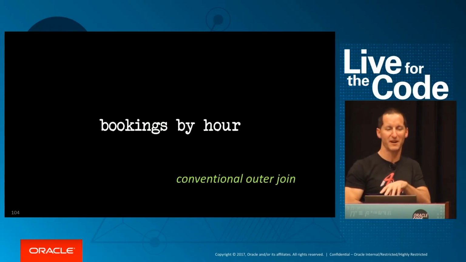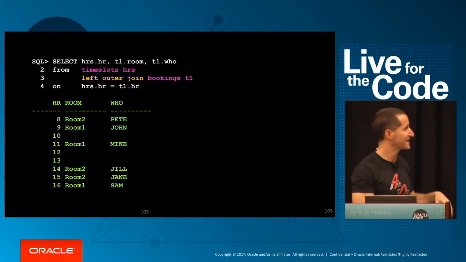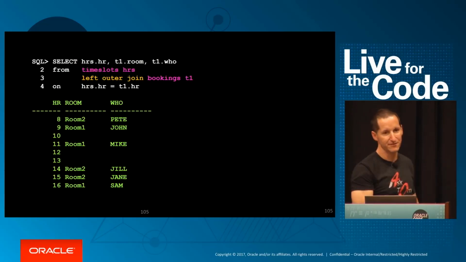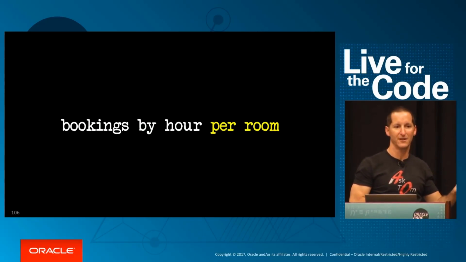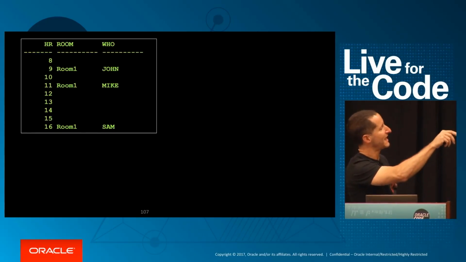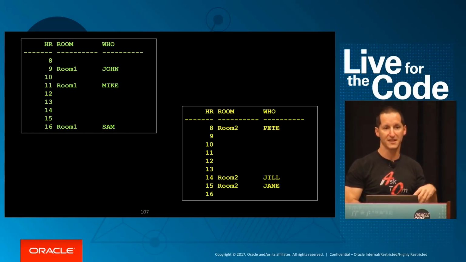If I want to see the bookings by hour, it's just a stock standard outer join which we saw 30 slides ago. Just a normal left outer join, and then we have the hour of the day, 8 through 16, and there's our information. But what if someone says, I want the bookings per hour per room? So what I want is for room 1, hours 8 through 16. And for room 2, hours 8 through 16.